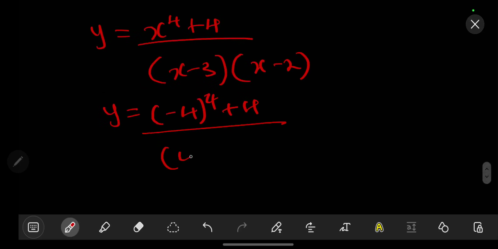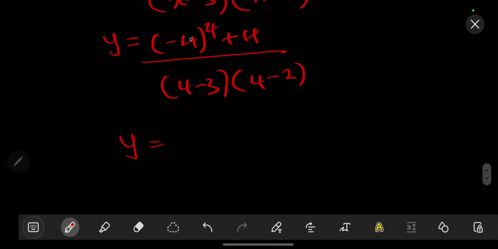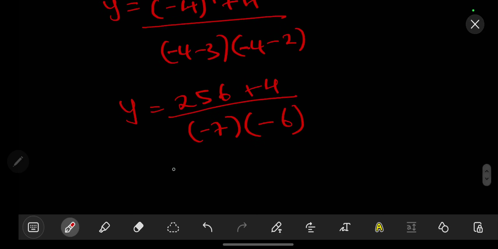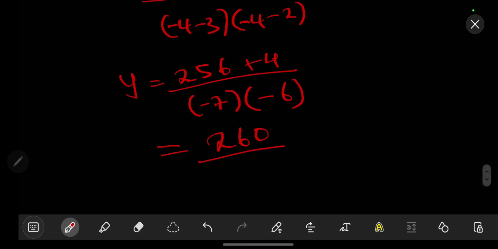We are going to have over our 4 minus 3 by our 4 minus our 2. This will give us y should be equal to -4 to the power of 4, which we have done, and we have said that it is equal to 256. Then we have plus 4 over, so we are attaching negatives, a -7 by a -6 like that. So this gives us this plus this, which will give us 260 over this by this, a positive 42.